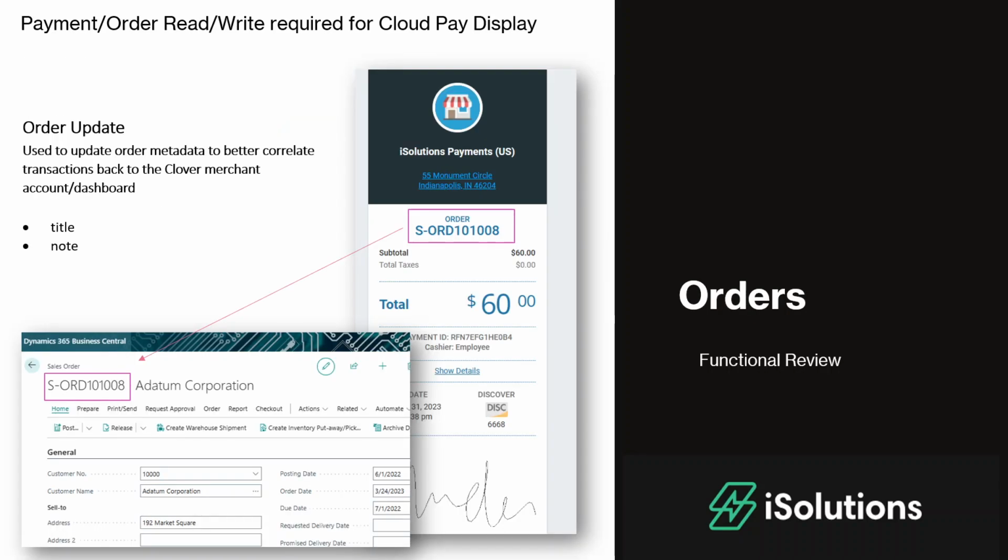For payment information, of course, the payment and order read-write is required for the Cloud Pay Display to function properly because that's what it does. But we also make an additional REST API call to update the order upon successful payment, and we send in the title and note information with metadata from Business Central so that the users can more easily correlate the transactions within the Clover Merchant dashboard to transactions and documents within Business Central.